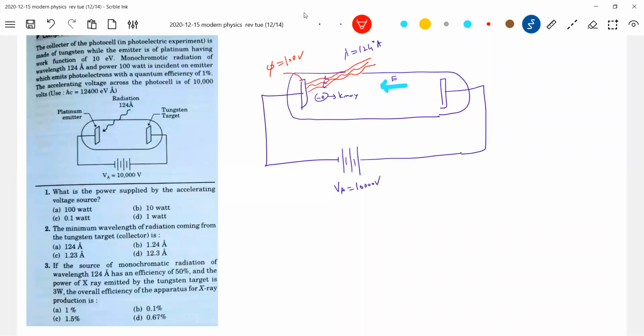Okay, the Kmax, can we write anything? Kmax equals hc by lambda minus work function. So this much we have. Monochromatic radiation of wavelength and power 100 watt is incident on the emitter. This is the emitter.